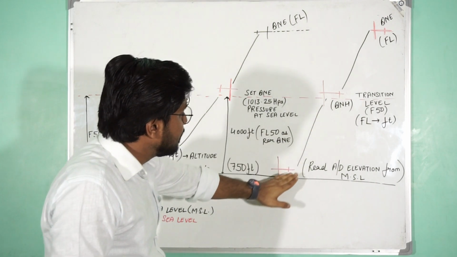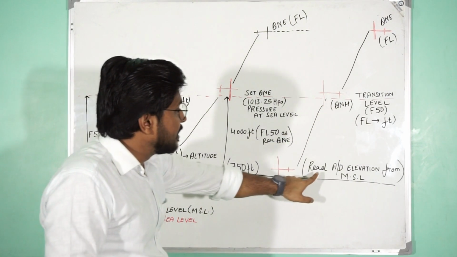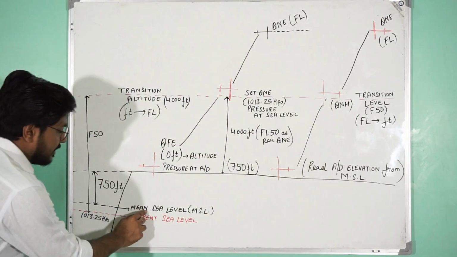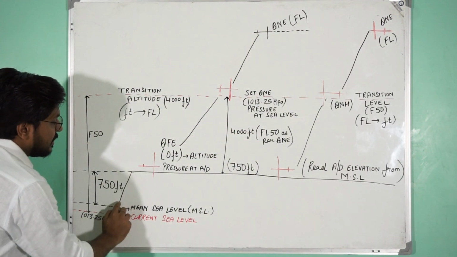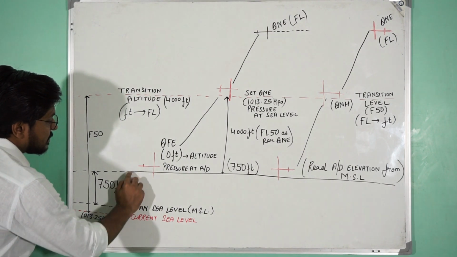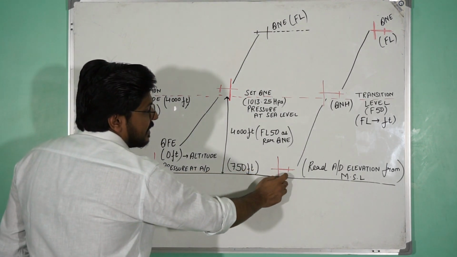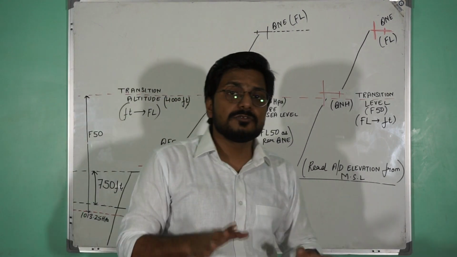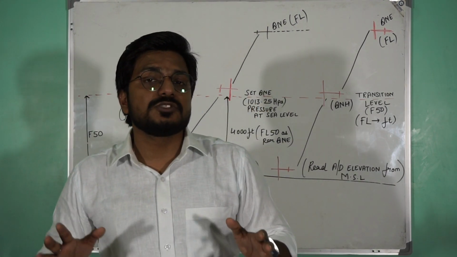Now when the aircraft lands, it will reach the airdrome elevation from mean sea level. This is the mean sea level, and this is the airdrome pressure, or you can say this elevation will be displayed in this aircraft altimeter. So this is how your QFE, QNE and QNH work.